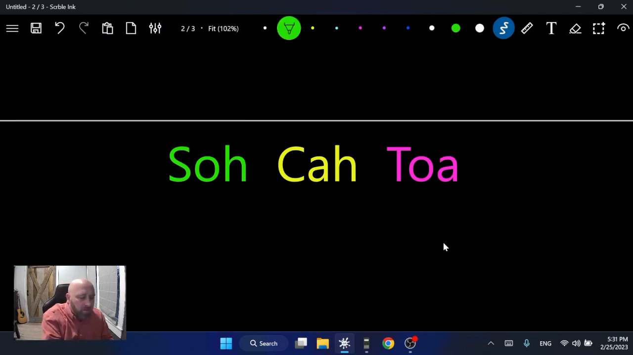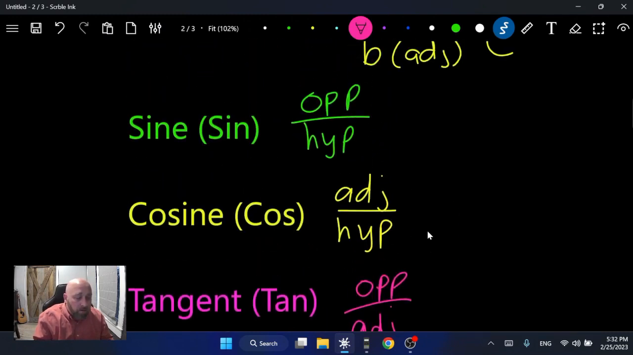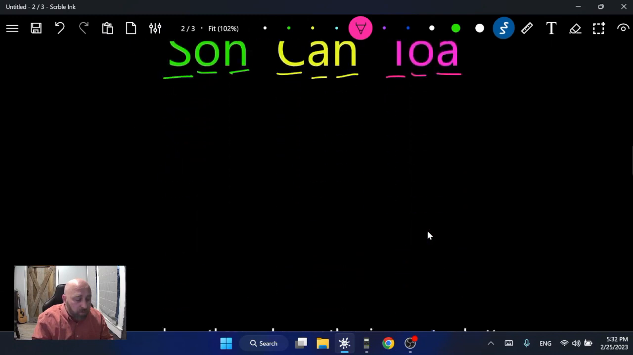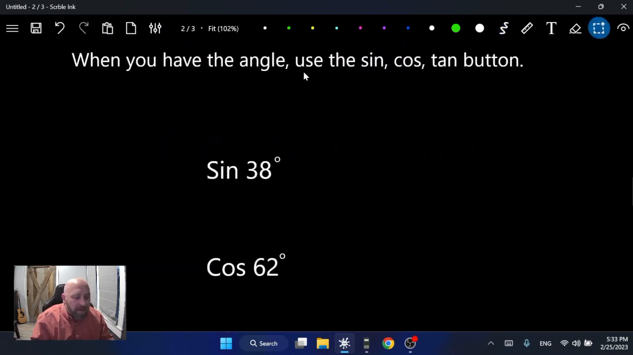What is SOHCAHTOA? SOH is sine is opposite over hypotenuse. CAH is cosine is adjacent over hypotenuse. And TOA is tangent, and that is opposite over adjacent. All right, so there it is. There are your trigonometric functions. Make sure that you know those. Very, very important as you're going forward. When you have the angle, use the sine, cosine, and tangent button.